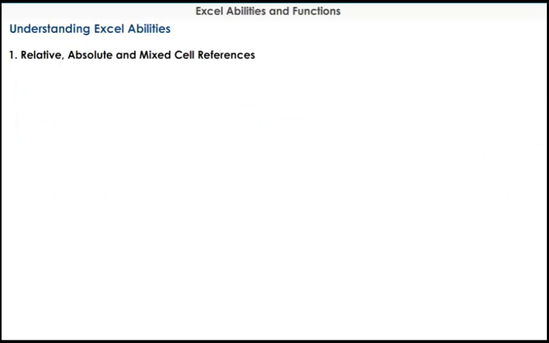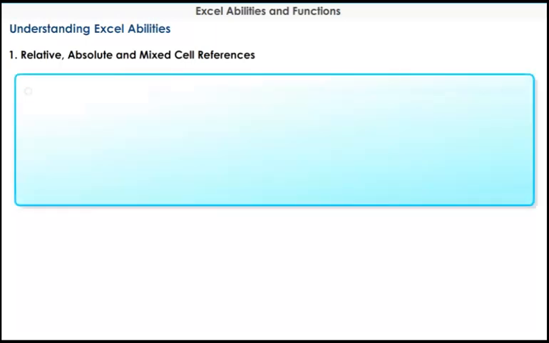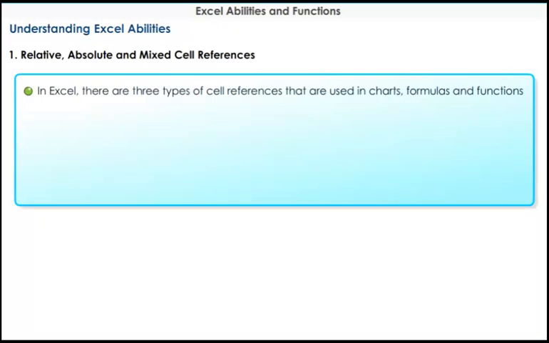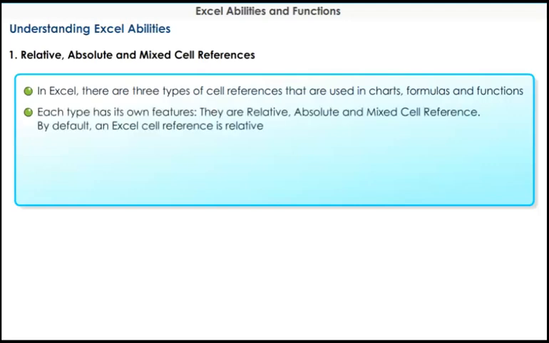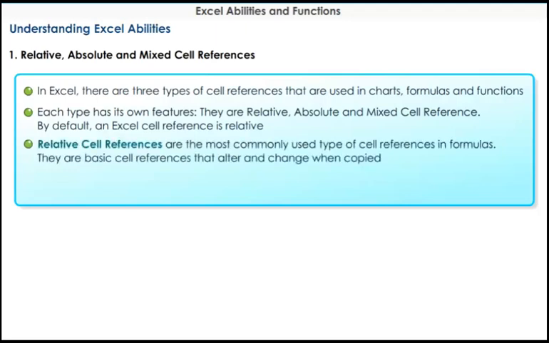Relative, absolute, and mixed cell references. In Excel, there are 3 types of cell references that are used in charts, formulas, and functions. Each type has its own features. They are relative, absolute, and mixed cell reference. By default, an Excel cell reference is relative. Relative cell references are the most commonly used type of cell references in formulas. They are basic cell references that alter and change when copied.